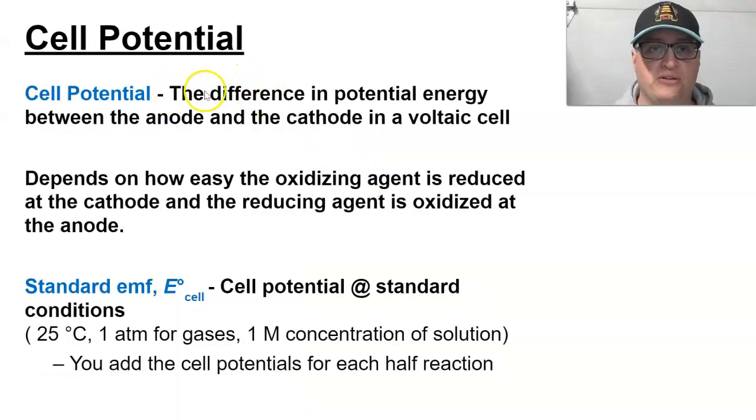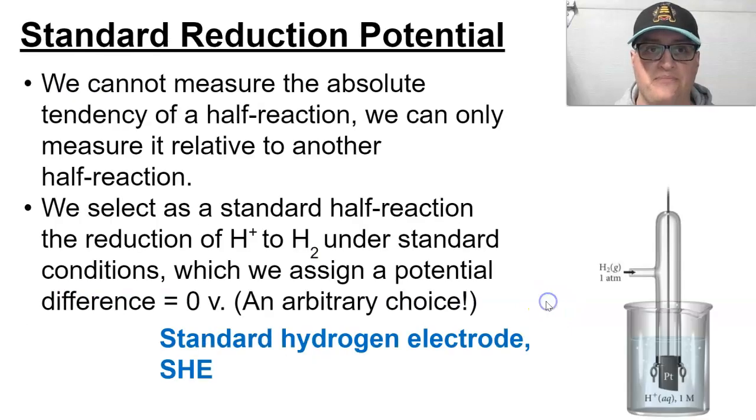So cell potential is the difference in potential energy between the anode and cathode. It really depends on how easy the oxidizing agent is reduced and the reducing agent is oxidized. We see this as E with the standard for the cell. Standard conditions are 25 Celsius, 1 atmosphere for gases, which is pretty rare, but does occur, and 1 molar concentration. You really add the cell potentials for each half reaction, like I showed in 9.6 with coupled reactions.